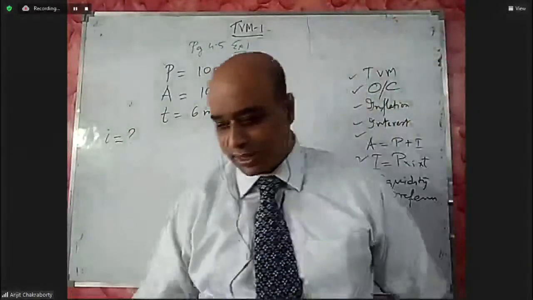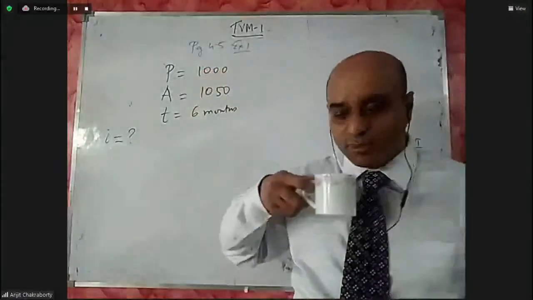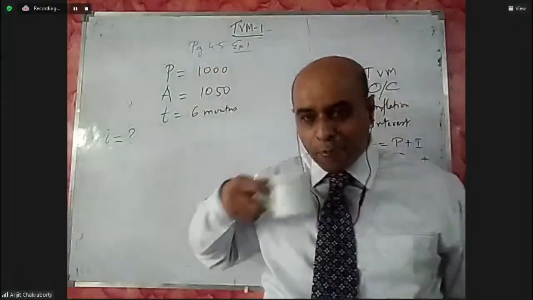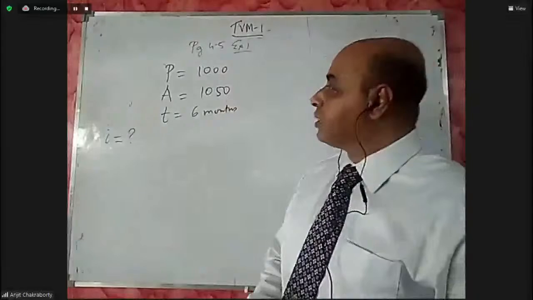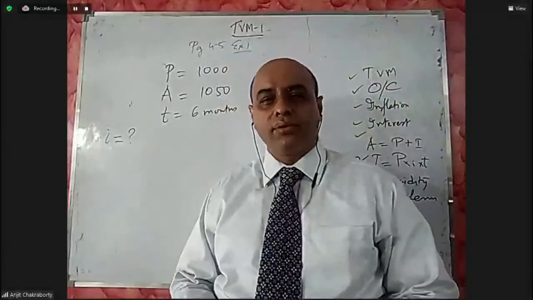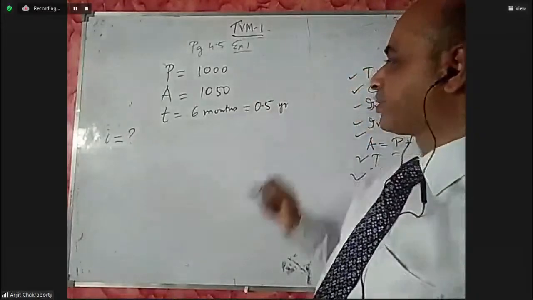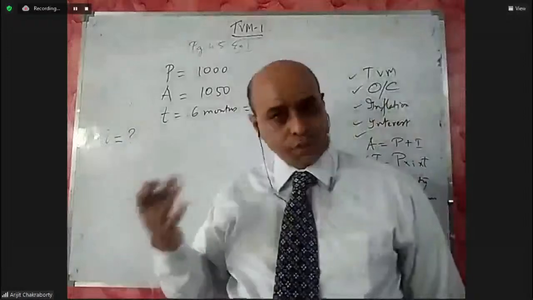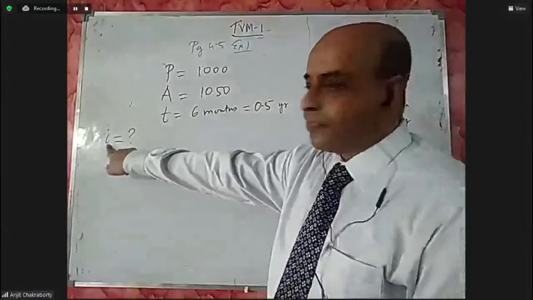Let's try and find it. Let's see if anyone else can do it. Many of you are practicing the problems with me. So let us see how to solve this problem. So here you see the time is 6 months. 6 months means half of a year. So it is 0.5 year. So we know we have to find interest I.